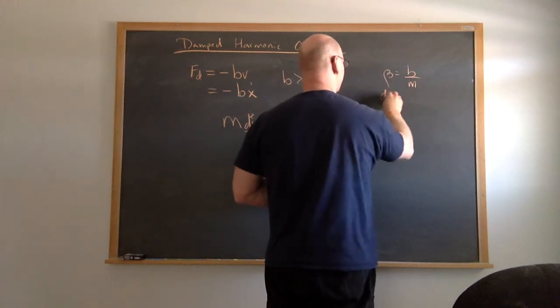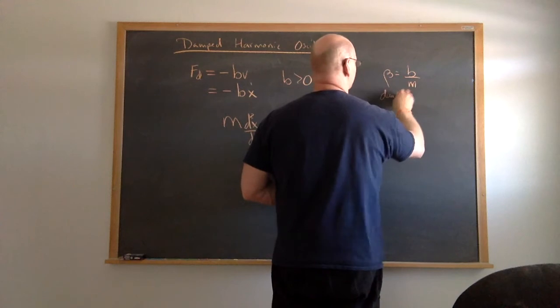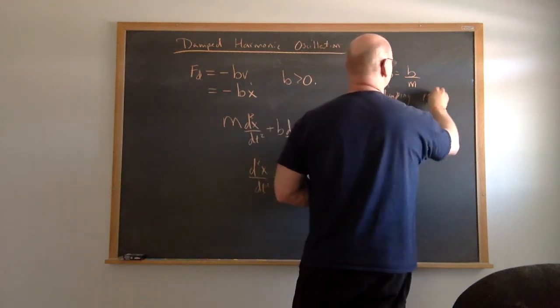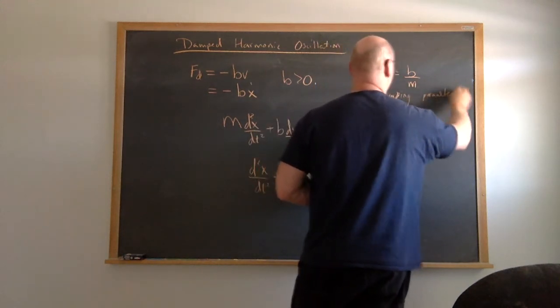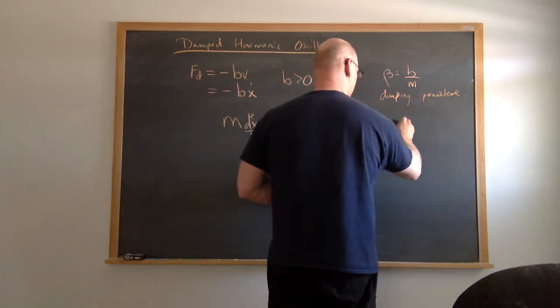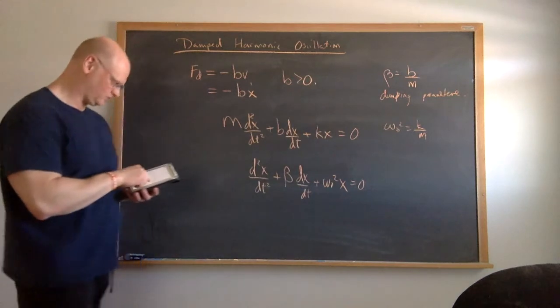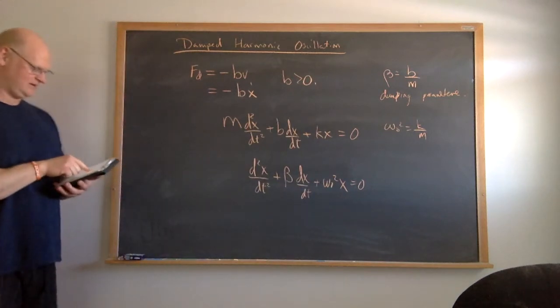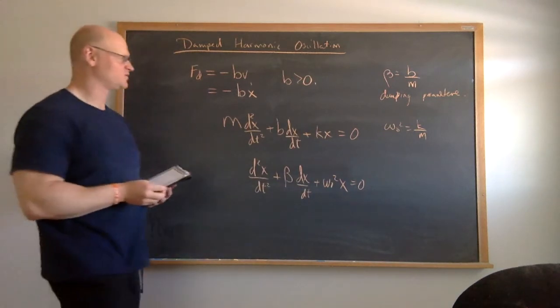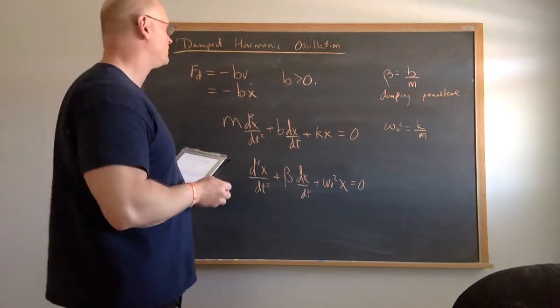This is what's known as the damping parameter. And then omega 0 squared is equal to k divided by m. This is what's known as the natural frequency. So this is the typical type of characteristic frequency that we've seen before.